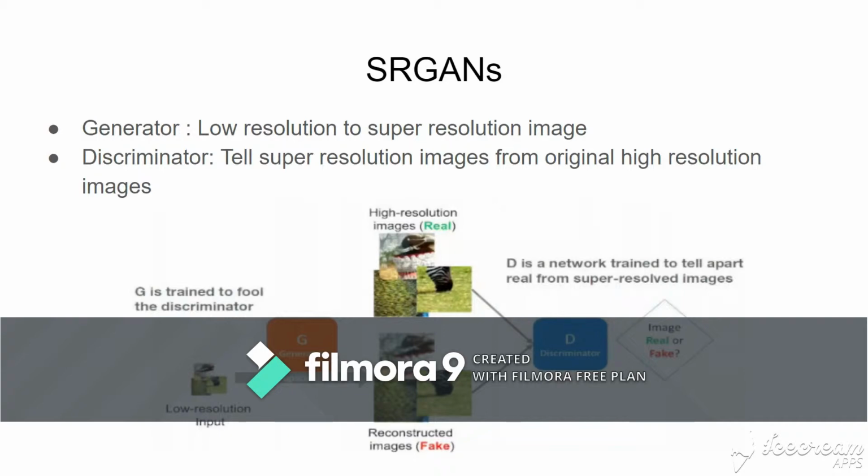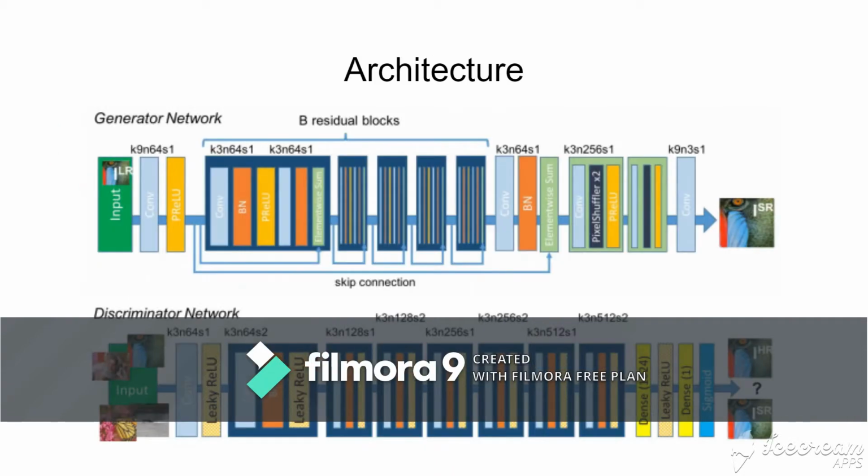In a traditional generator, we give random noise as an input, but in this case, to give the generator hints, we give a low resolution image as an input, which then gives out a super resolution image. This goes into the discriminator, and the discriminator decides whether the image is real or fake. Now let's go into the architecture.